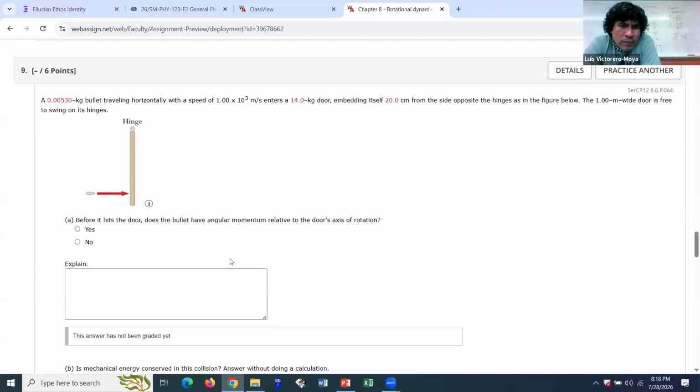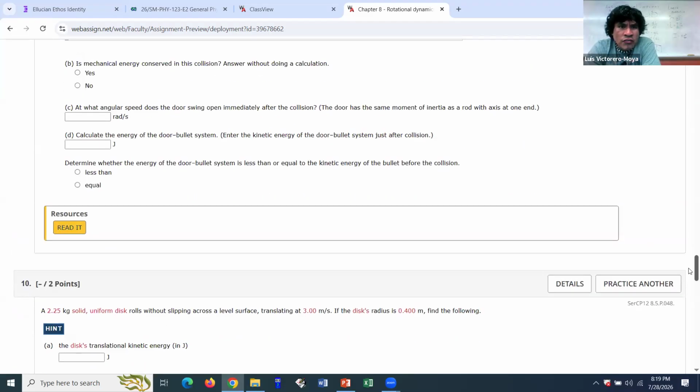So just like previous examples in chapter 6, angular momentum is conserved. So there is angular momentum before the collision and after the collision. The door is not moving, it's just there. The only thing that's moving is the bullet. So right at the moment that the bullet strikes the door, the bullet has angular momentum respect to the hinge. And that angular momentum is conserved when the bullet and the door both move with some angular velocity that we can find. The only thing that is not conserved is mechanical energy. Because if you think about it, it's a perfect inelastic collision. In a perfect inelastic collision, there is no energy conserved. And that's part of the questions here.